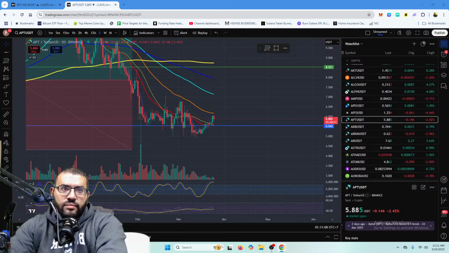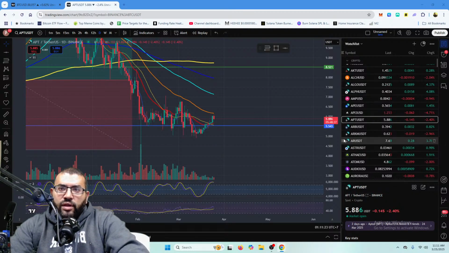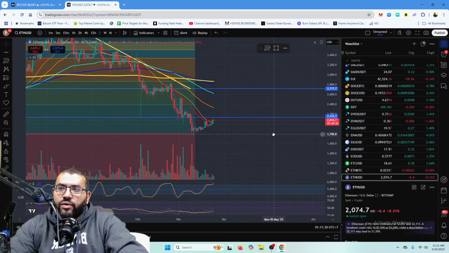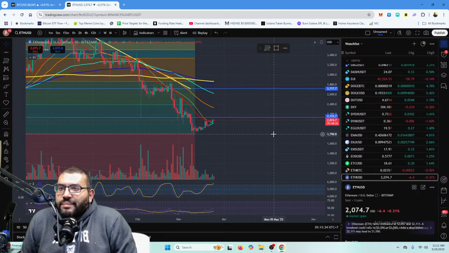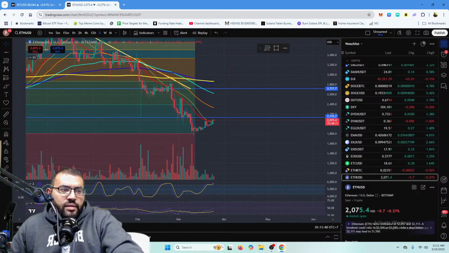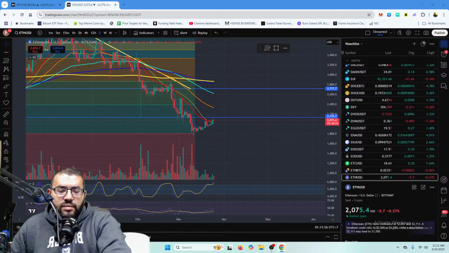Loopring. Market makers, man, they're messing with us. Now we need Ethereum to reclaim support. That would be huge. Let me show you guys Ethereum. 2133. Man, it didn't make sense for Ethereum to lose that, aside from the fact that we all hate Ethereum now. But hopefully Ethereum will reclaim that level.